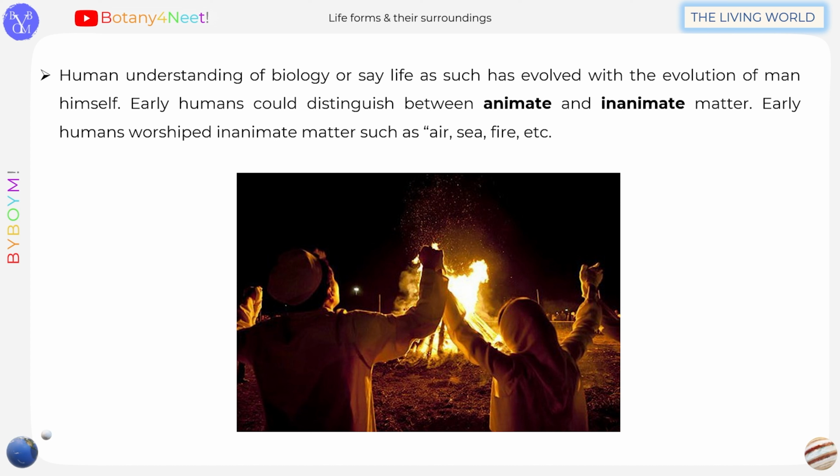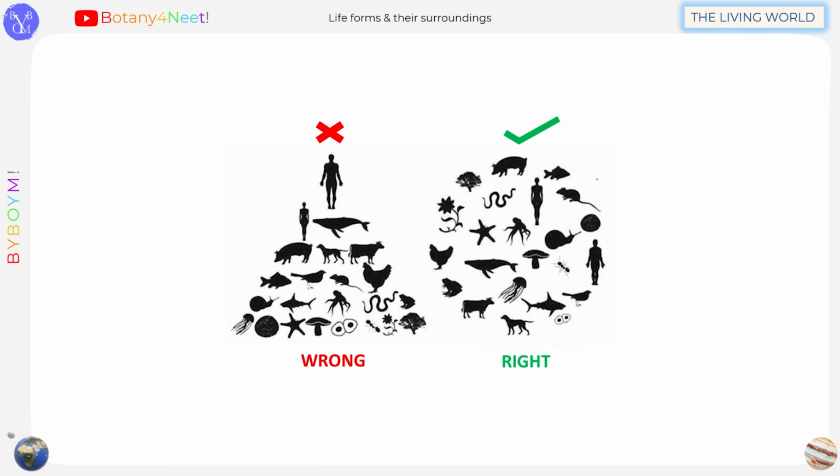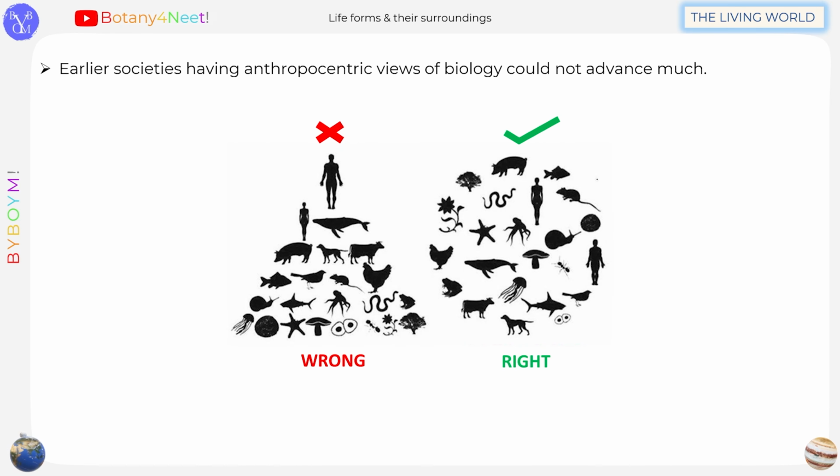Early human societies such as the Iranian civilization, the Yazidi people, and the Indian people used to worship inanimate matter. They had an air god, fire god, sea god, and so on. So they deified the inanimate matter. That means they worshipped it.